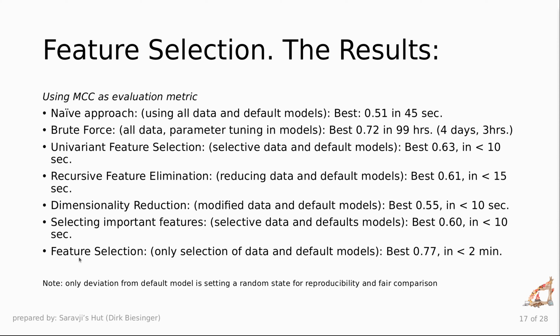Then, using feature selection with the Boruta method, comparing a feature to its shadow feature and selecting whether it's worth it or not, and using only the sub-selected data, also running default models with no tuning, our MCC goes to 0.77. And altogether, for the complete pipeline, the runtime is just shy of 2 minutes.